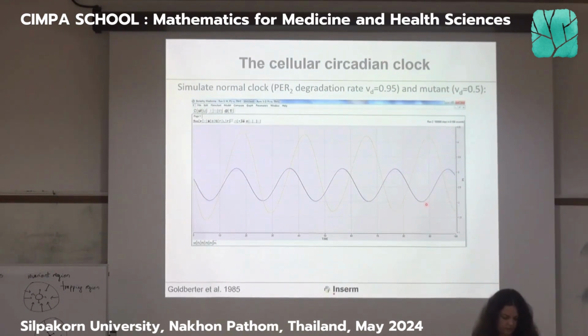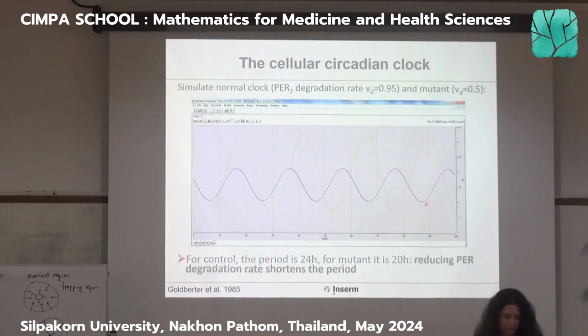And I don't know if it's really easy to see, but basically there is a difference in the period between the yellow curve and the pink curve. And actually, if you measure them, you can measure them just on the graph. You will see that for the control, the period is 24 hours, which is what we want. And for the mutant, the period is 20 hours.